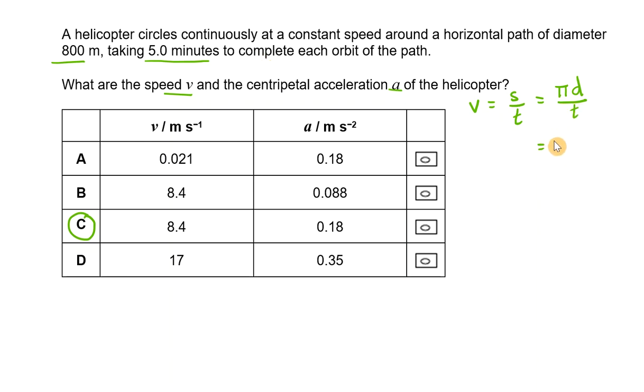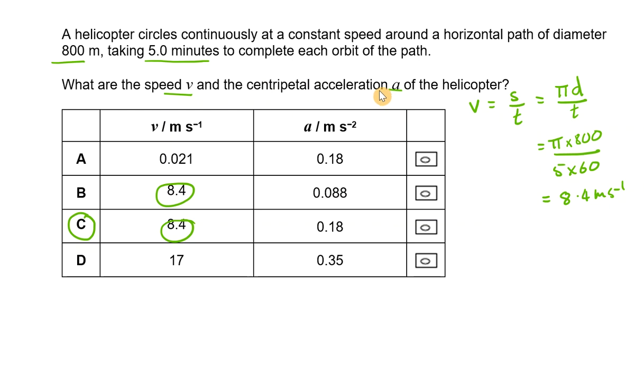So let's put some numbers in there. We're told the diameter is 800 meters and we're told the time is 5 minutes. We want to convert that to standard units, so 5 times 60 seconds. Put those numbers into your calculator and you will find that it's 8.4 meters per second. So one of those two.